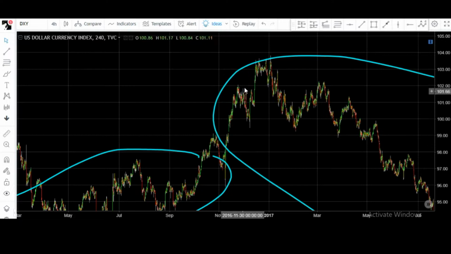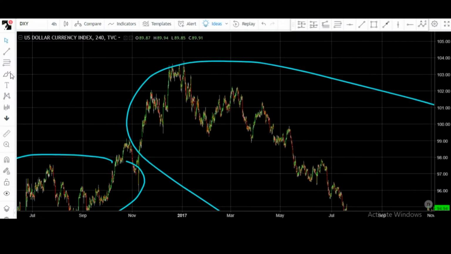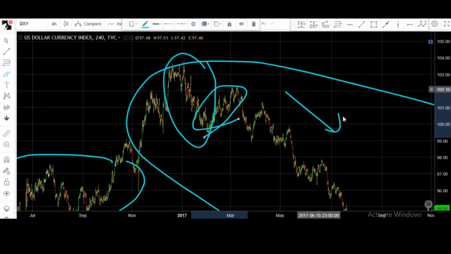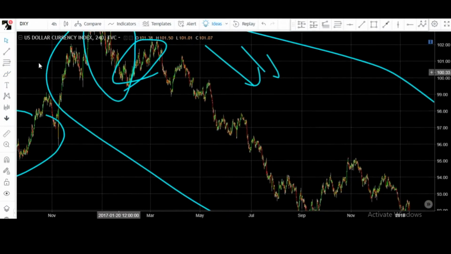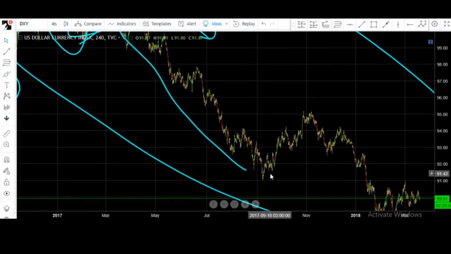Yet again, it's a bit choppy, that one there. And then this was our first wave of our A wave. This is our A wave. That's the second wave of our A wave. And then away we go. Third wave. From there down to there.